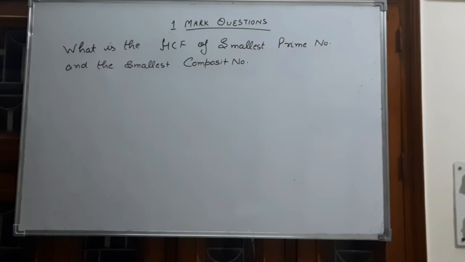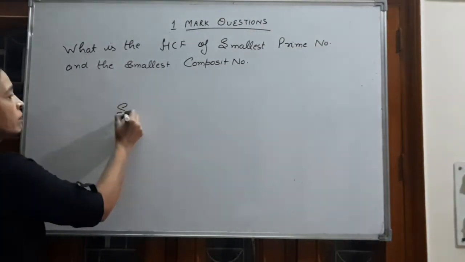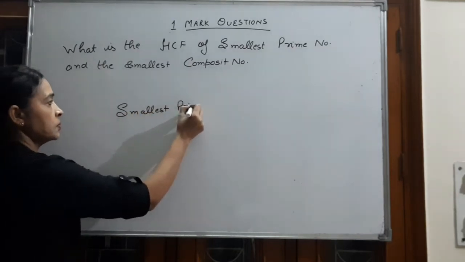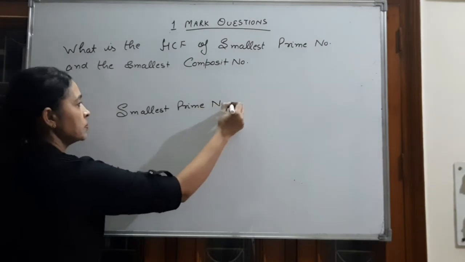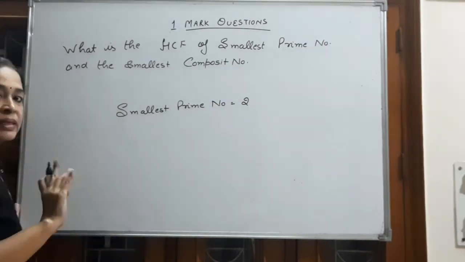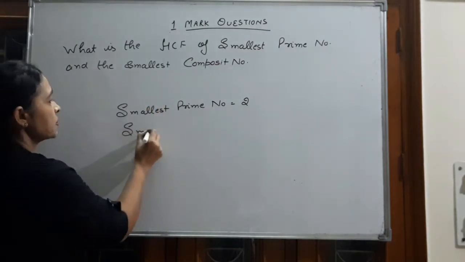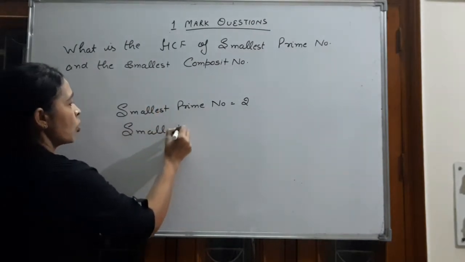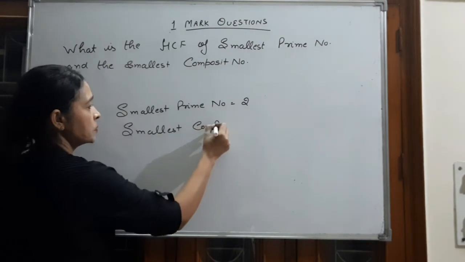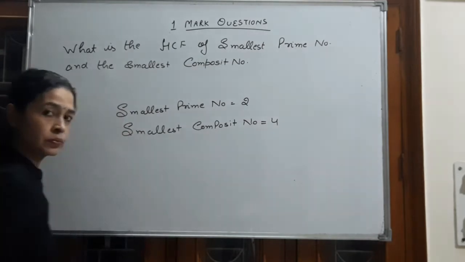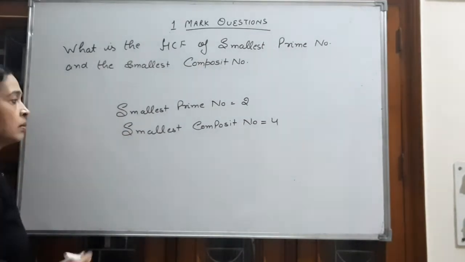What is the HCF of the smallest prime number and the smallest composite number? Which is our smallest prime number? 2, not 1. 1 is neither prime nor composite. And which is our smallest composite number? That is 4. Now what do we have to find?